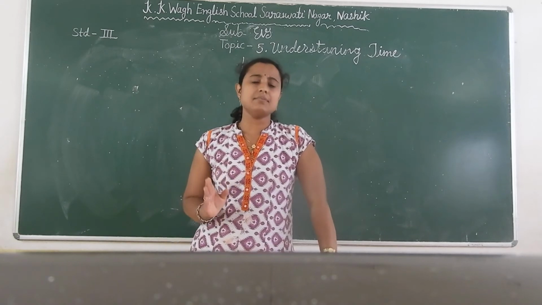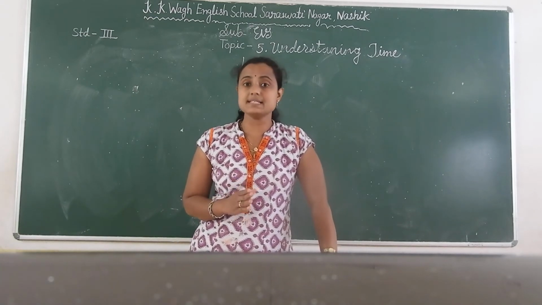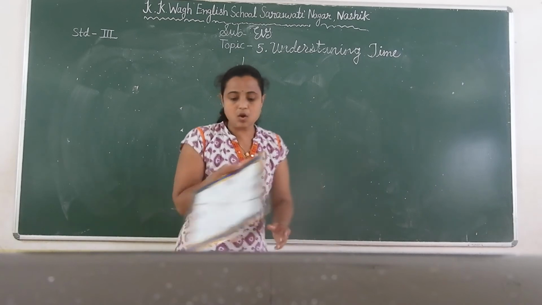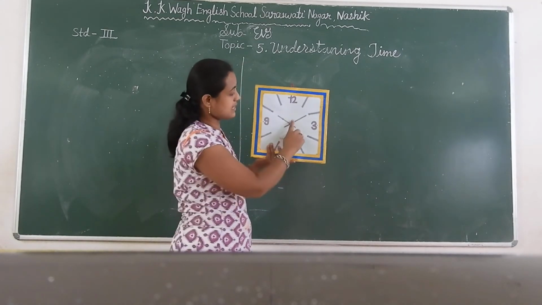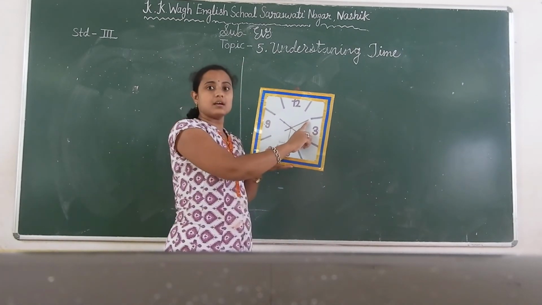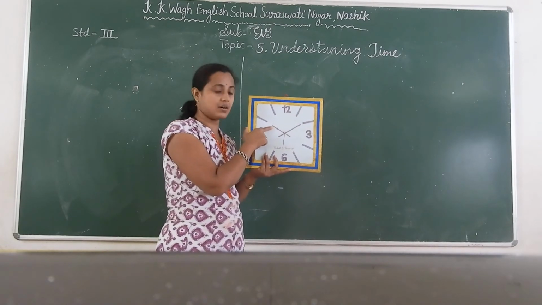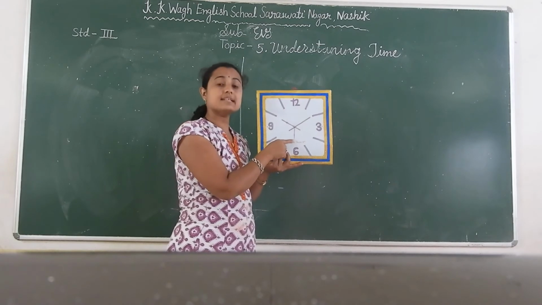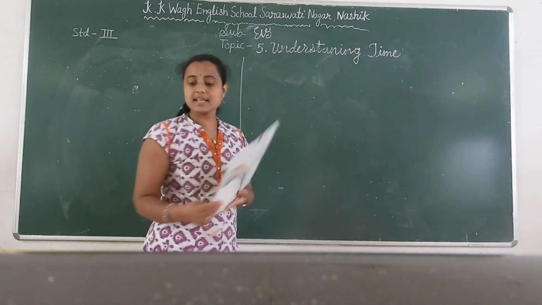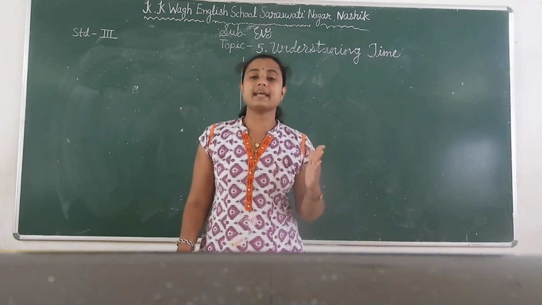We divide time into seconds, minutes and hours. Now see, you can observe this clock. Here you can see it's a minute stick. Here this short stick shows us the hour. And here you can see it's a second stick. So it means that we divide time into minutes, seconds and hours.